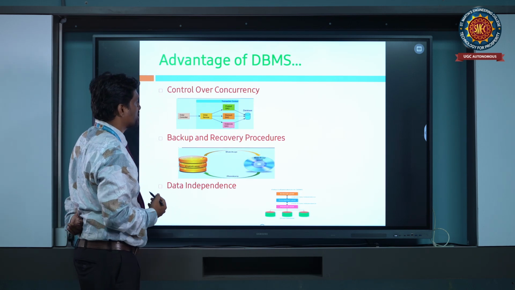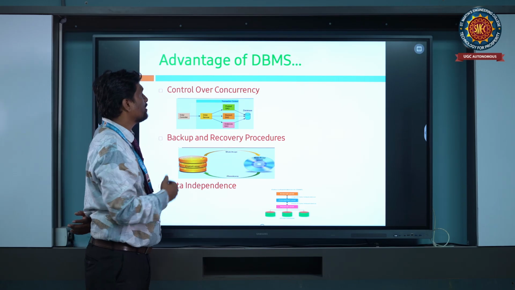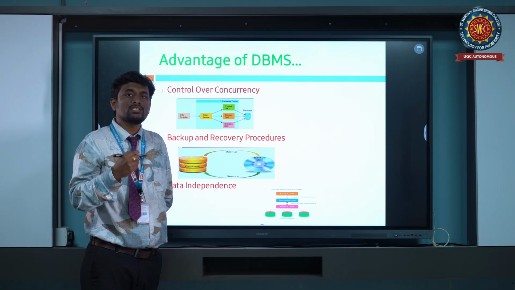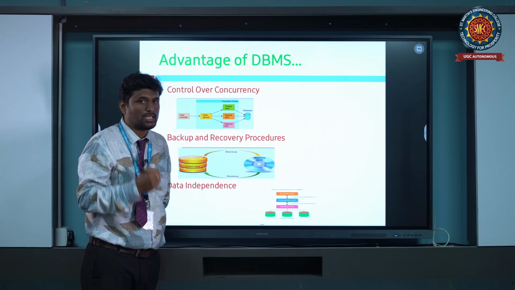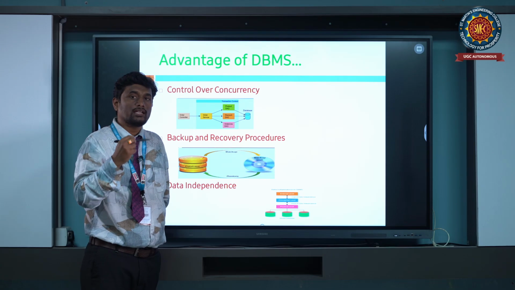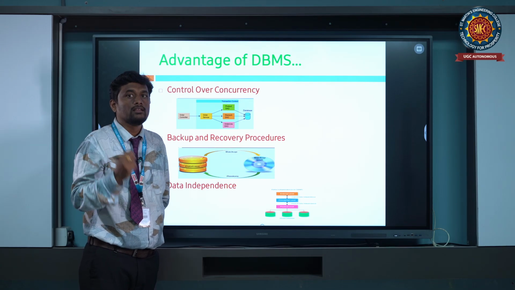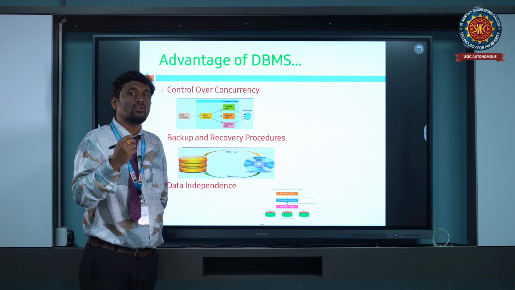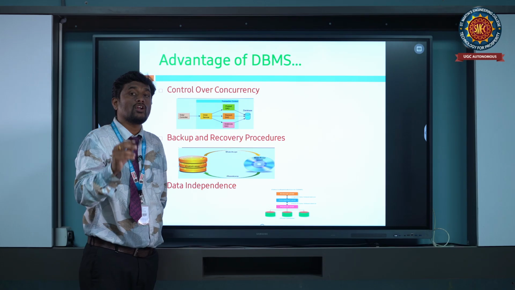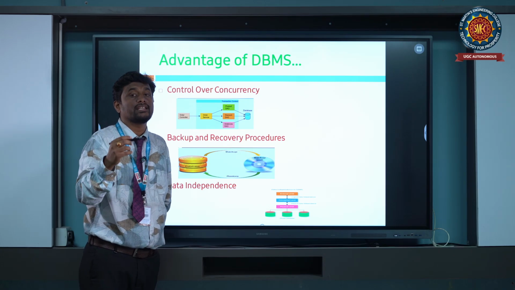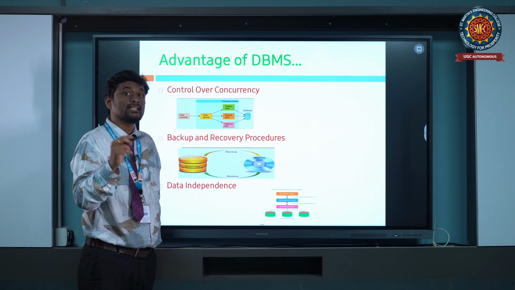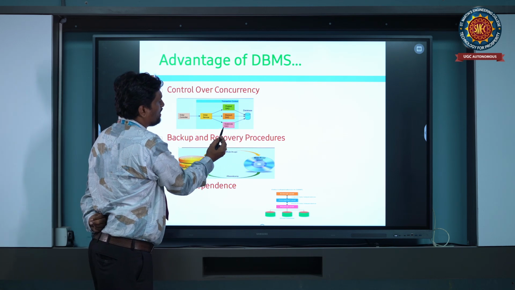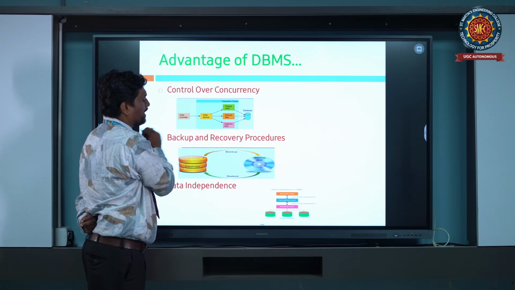Next, control over concurrency, meaning how to control if you have dependency. Suppose we change the physical level; it does not affect the logical level. When we change the logical level, it does not affect the view level, meaning the external level. This is how consistency is maintained, by not getting data redundancy. If you have data redundancy, you will face data inconsistency problems.